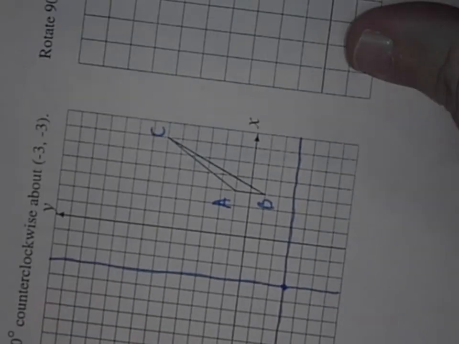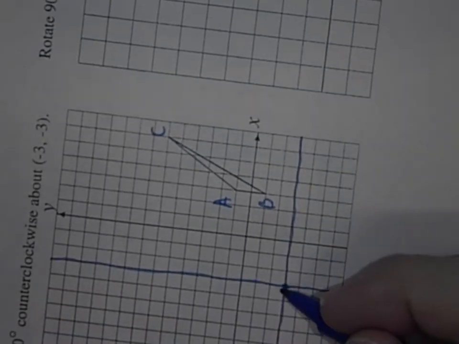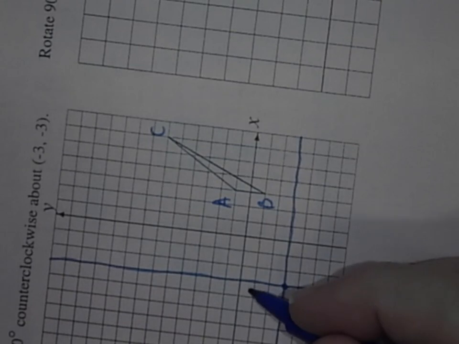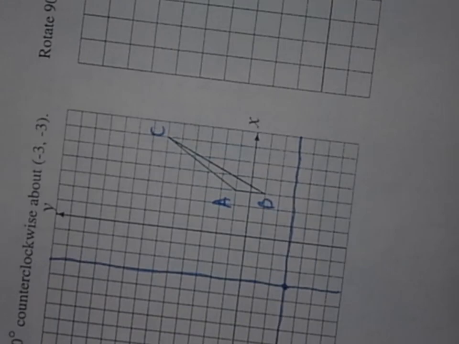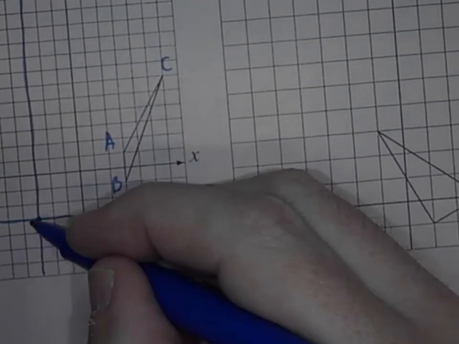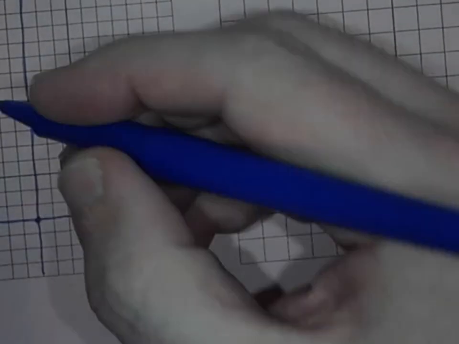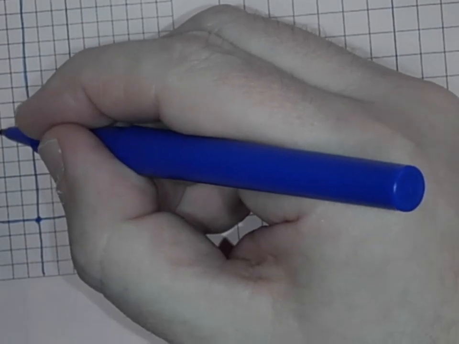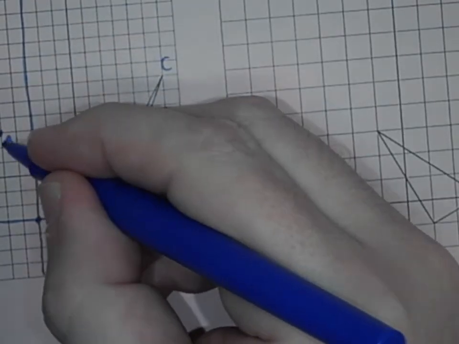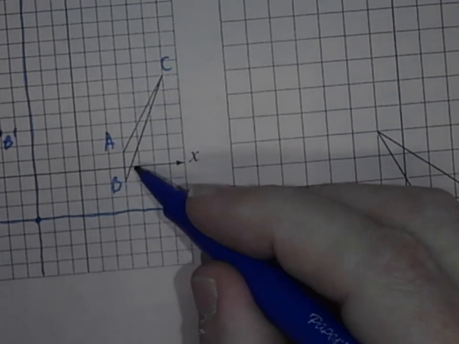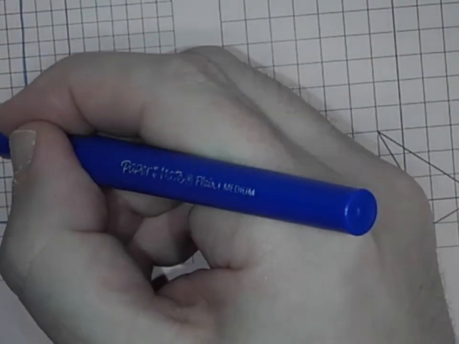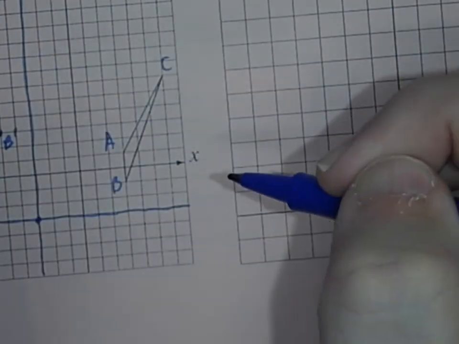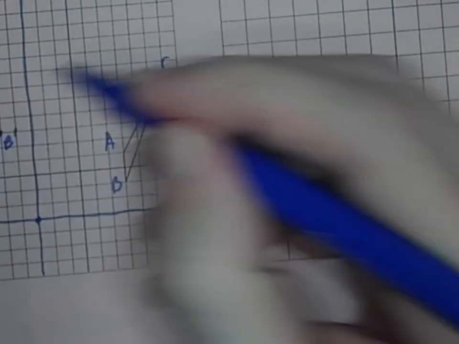Okay. So when I rotate it, B is now to the left 2 and up 1, 2, 3, 4, 5, 6. So left 2 and up 6. So right here is B prime. Okay. A would be left 4 and up 6. So over here, that's A prime.